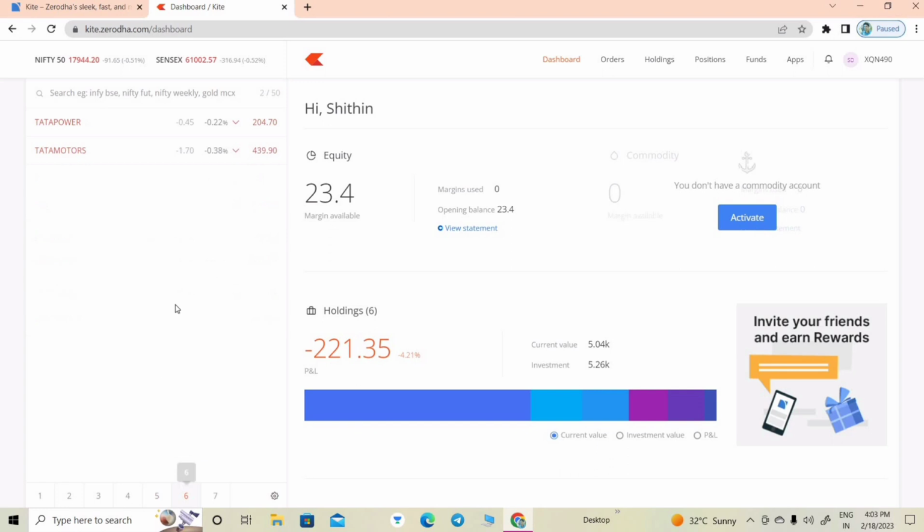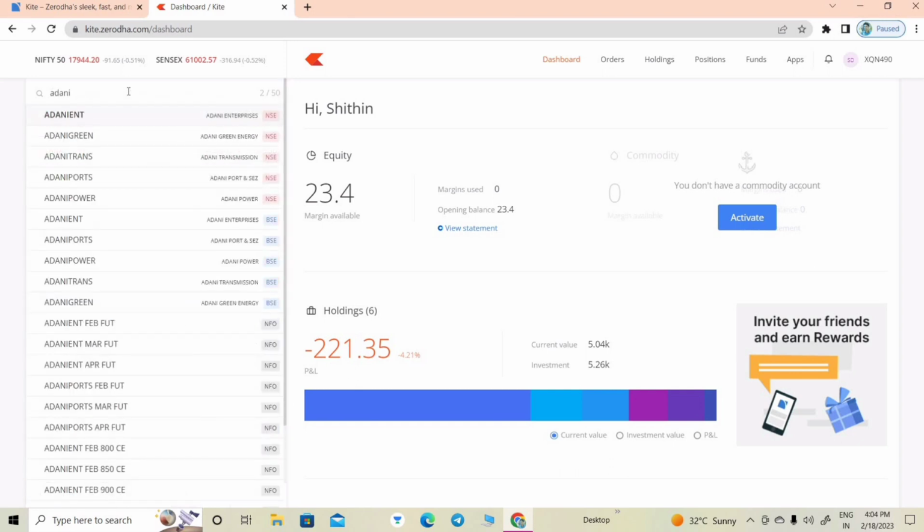So I can show how a stock is added to this watchlist. That is actually simple. We can search for the stock's name here. Here I am adding Adani Enterprises Green. We can see different stocks of Adani, so I am adding Adani Enterprises here. We can select different options that are available, and I am tagging it for later.